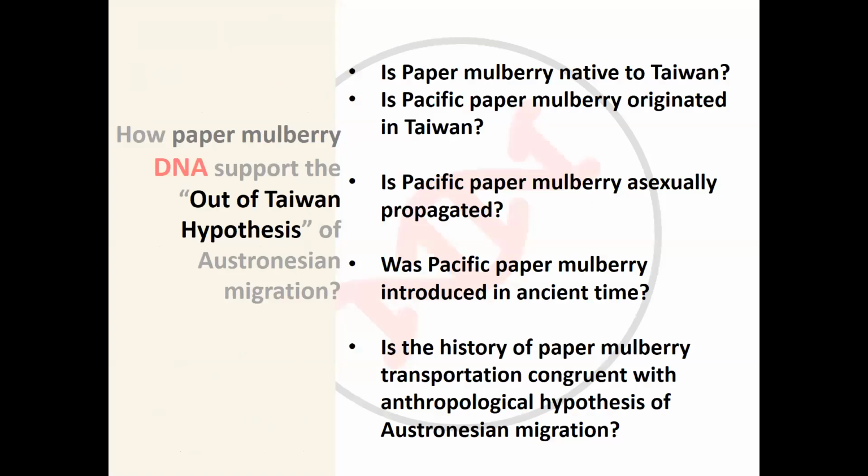And so as a scientist, as a botanist, I see this as a very unique opportunity to use paper mulberry DNA to test the Austronesian expansion and migration hypothesis. Specifically, I would like to test the out-of-Taiwan hypothesis. I think if we can provide evidence for the following questions, then we will provide very strong evidence. The first is: is paper mulberry really native to Taiwan, and does the Pacific paper mulberry originate from Taiwan? Also, I would like to know if Pacific paper mulberry is actually sexually propagated, or whether this is just a wrong record in the literature.